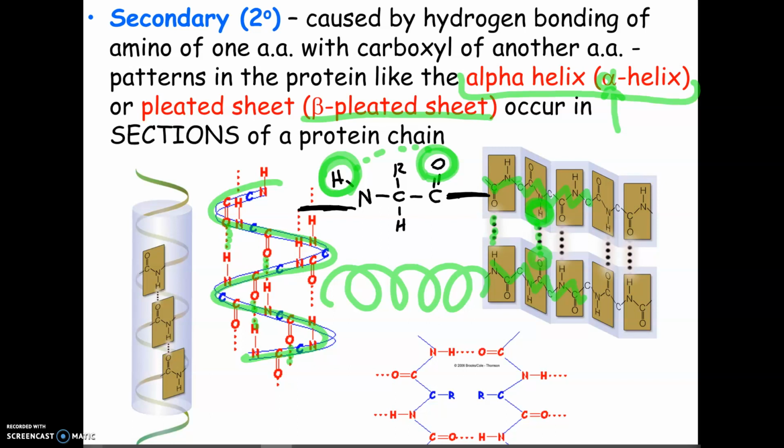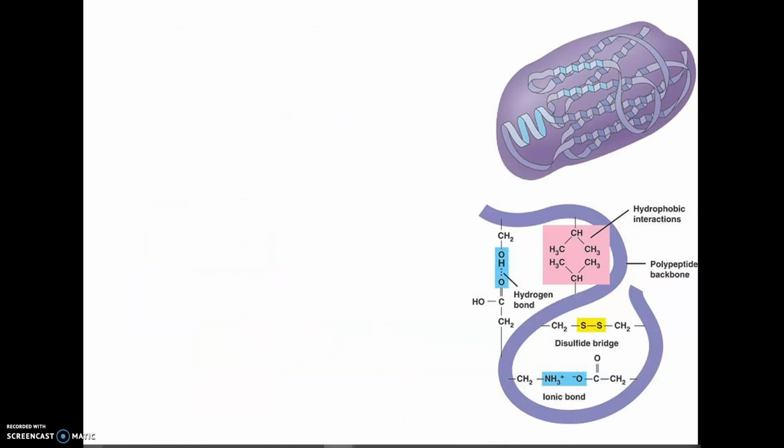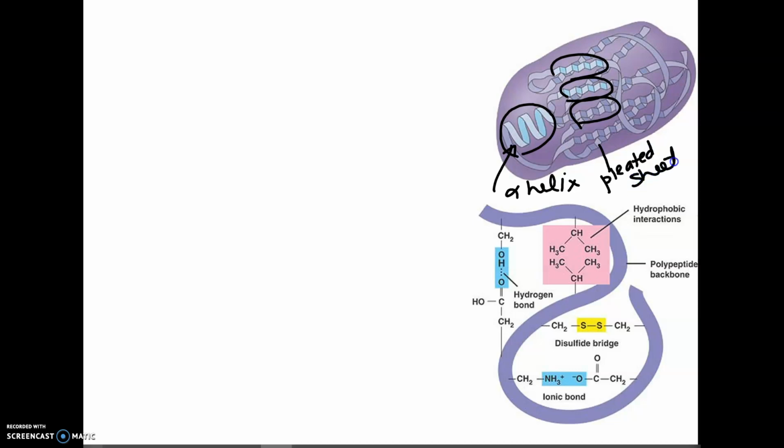In fact, let me show you the next slide. It kind of shows you what I mean. So the primary structure was the order of amino acids. Here's some secondary structures here. That would be an alpha helix, just in one little section of this chain. And these are all pleated sheets in sections of a chain. So the secondary structures describe how portions of a protein chain fold up, not how the whole thing folds up.